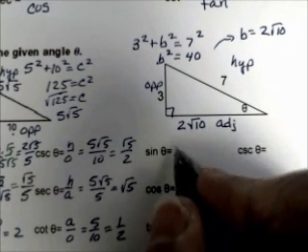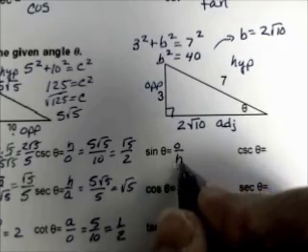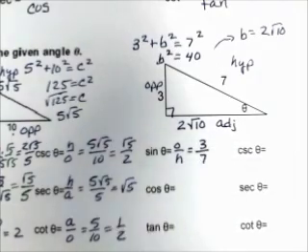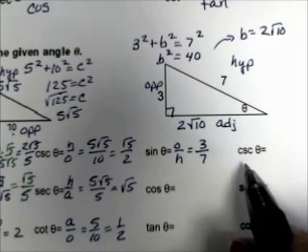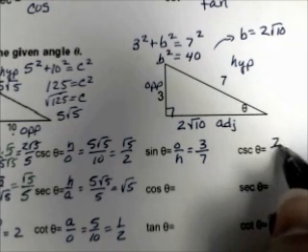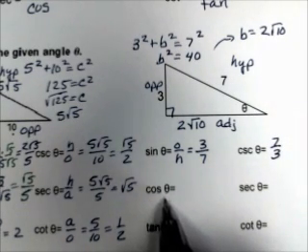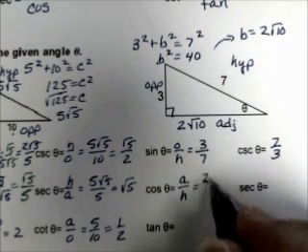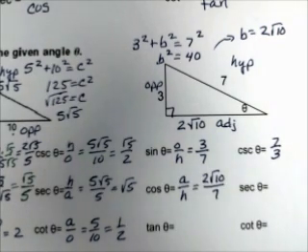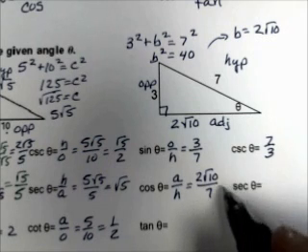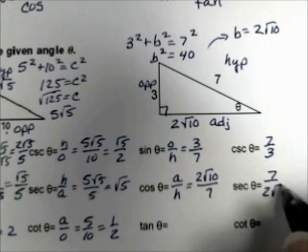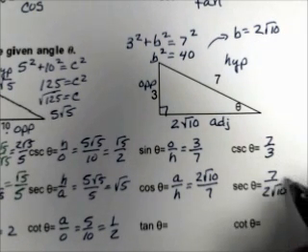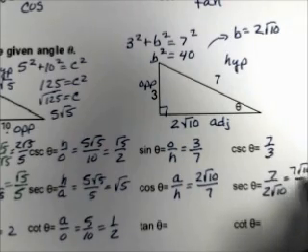Sine of theta, opposite over hypotenuse. Opposite is 3, hypotenuse 7, 3/7. Cosecant is the reciprocal of sine, hypotenuse over opposite, 7 over 3. Cosine of theta, adjacent over hypotenuse. Adjacent to theta was the 2 square root of 10, hypotenuse 7. So 2 square root of 10 over 7. Secant would be the reciprocal, 7 over 2 square root of 10. If I rationalize the denominator, multiplying by square root of 10 over square root of 10, I get 7 square root of 10 over 20.